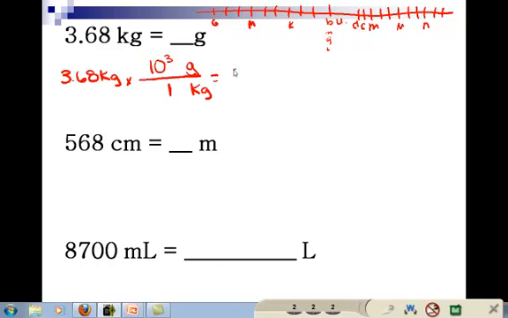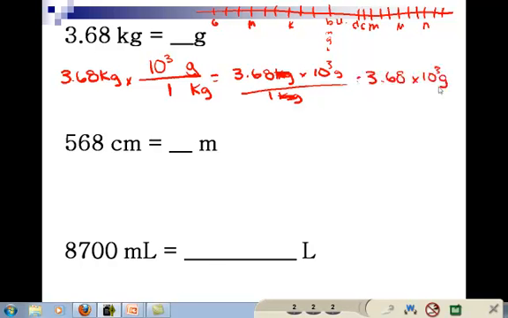So I'm going to have 3.68 kilograms times 10 to the third grams divided by 1 kilogram. Remember, these will cancel each other out, and it leaves me with 3.68 times 10 to the third grams. That is my answer.